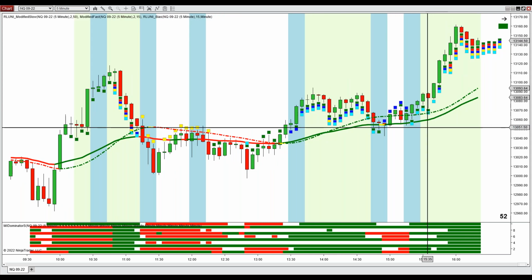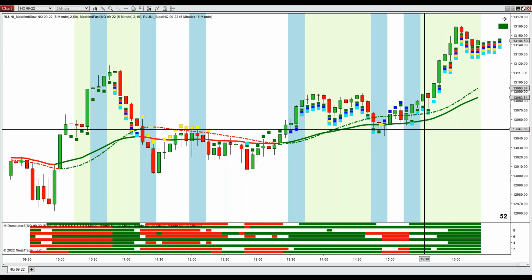Now here's your trade right off support. This occurs at 15:30. That's 4:30. So you don't have much time here, but boy, oh boy, this is a great signal.